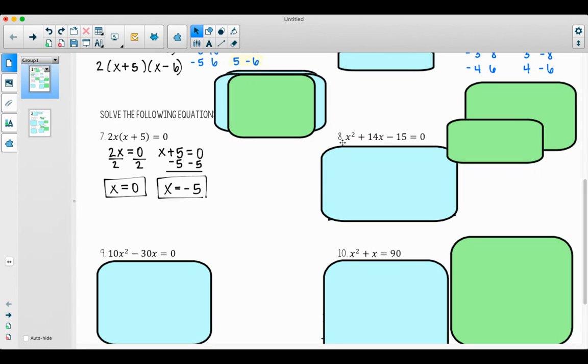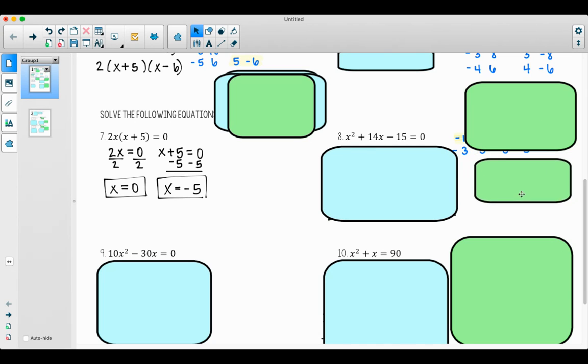In problem number 8, I have this trinomial on the left-hand side of x squared plus 14x minus 15, and it's set equal to 0. So that first step is done. The next step is I need to factor x squared plus 14x minus 15. It's a trinomial, just like that in the previous set of directions. So I need to think of two numbers that multiply to a negative 15 and add to positive 14.